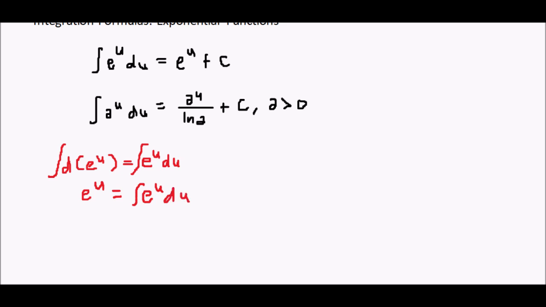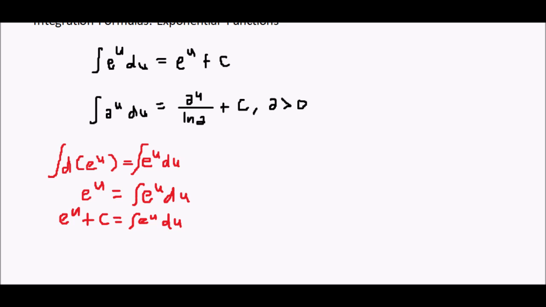And like what we've done in our previous integration formulas, because we are integrating indefinitely, we must add c on this side. So e to the u plus c is equal to the integral of e to the u du. And there you go, your first formula is derived.